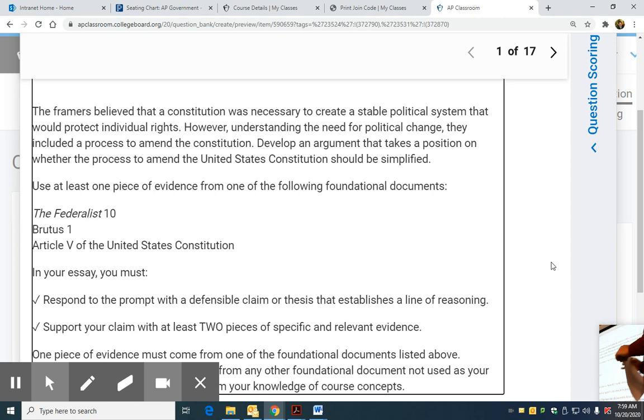So what I want you to do right now is jot down on this paper or on a spare piece of paper, I want you to write a claim. I want you to write a claim with a line of reasoning. What is your claim? Develop an argument that takes a position on whether the process to amend the United States Constitution should be simplified. But remember, you have to provide a line of reasoning behind that.